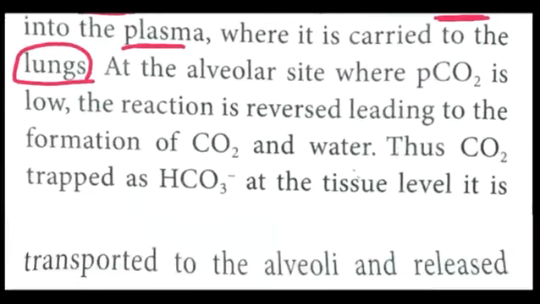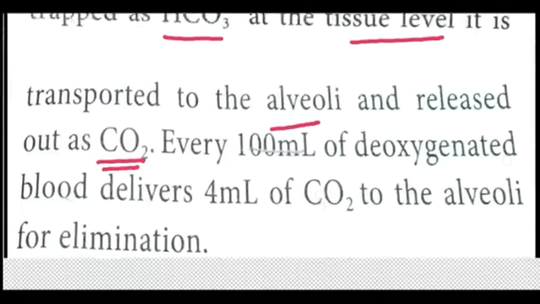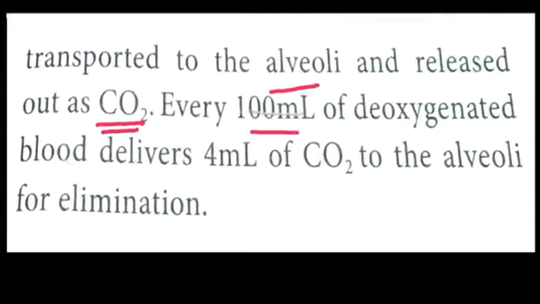So at the site of alveoli, the partial carbon dioxide pressure is low. So the reaction gets reversed, thereby leading to the formation of carbon dioxide and water. Thus the carbon dioxide is trapped as bicarbonate ion at the tissue level, transported to the alveoli and released out as carbon dioxide. And every 100 ml of deoxygenated blood delivers about 4 ml of carbon dioxide to the alveoli for elimination.